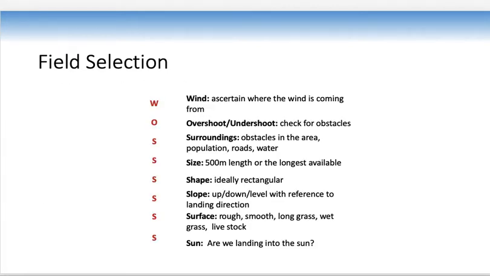Our field selection is done using our WASP checks. Wind: ascertain where the wind is coming from, as you want to land into a headwind. Overshoot, undershoot: check for obstacles, trees, power lines, surroundings, obstacles in the area, population, roads, water. You want to land sort of close to the road so you can get help.